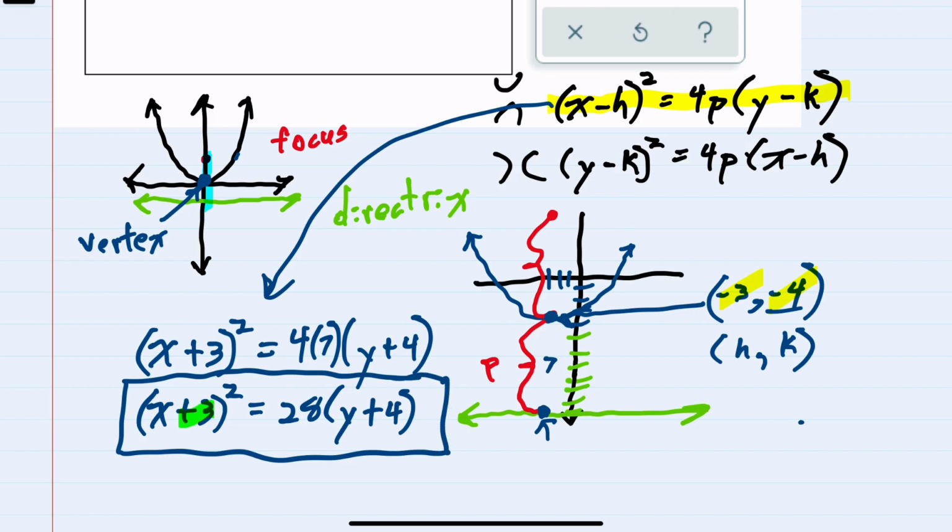And again, we got the h and k directly from the information that was given. We were given the vertex, and we were given the directrix, so we just needed to find that distance to substitute in the p to get the final equation.